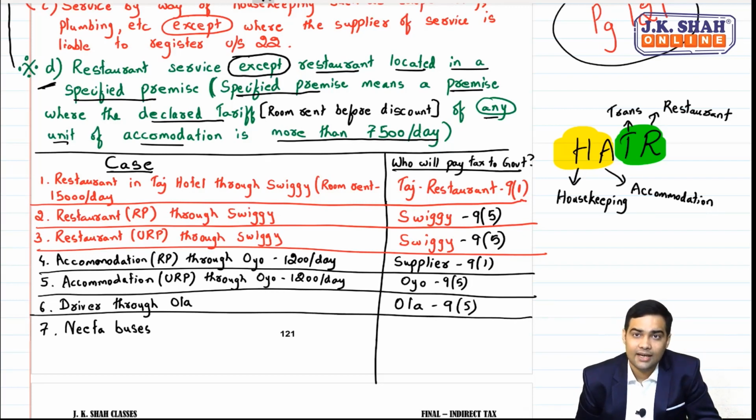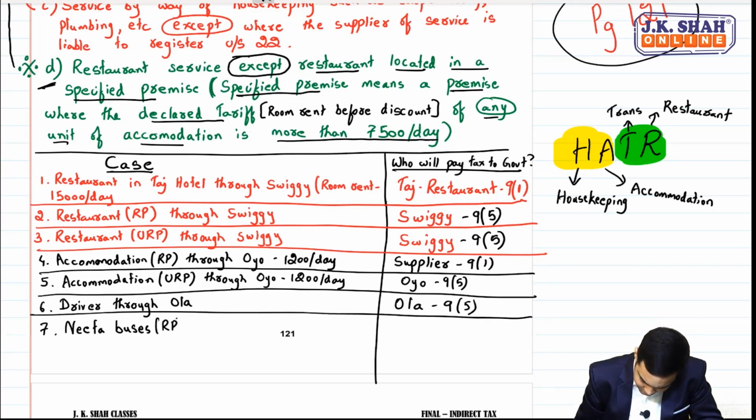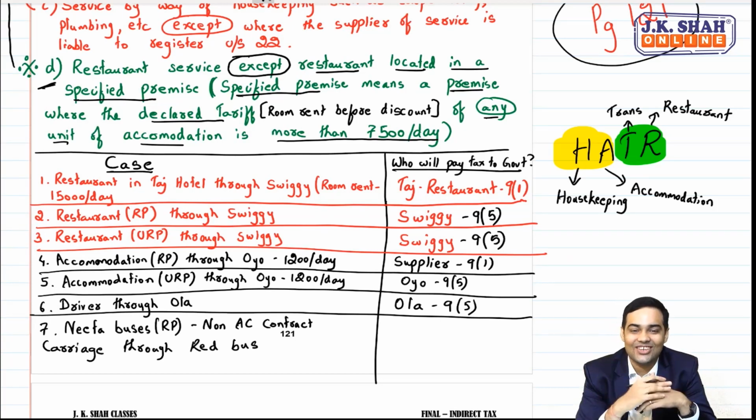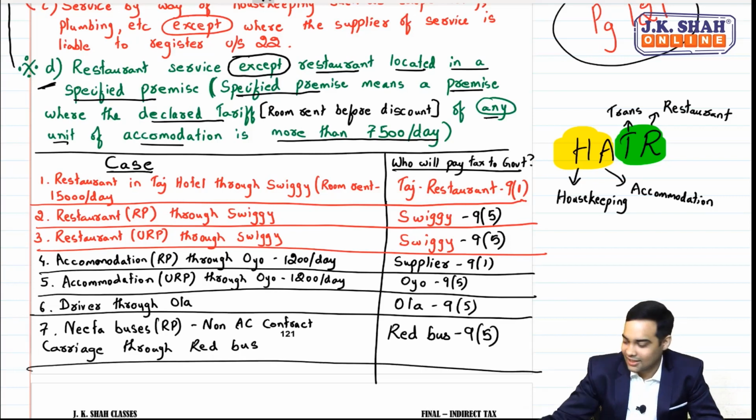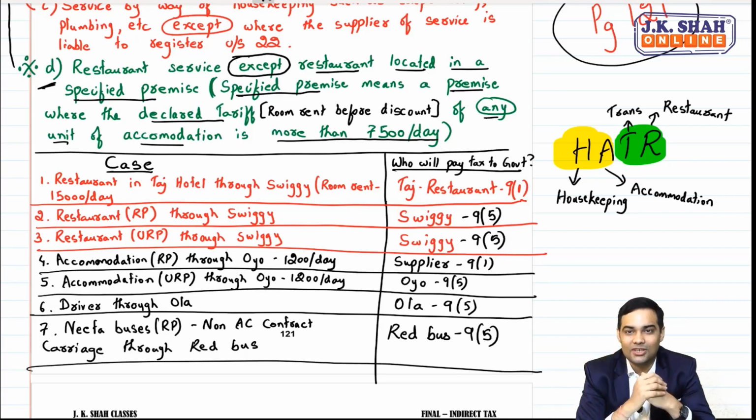Neeta buses, very famous in Mumbai area, Maharashtra. Neeta buses, registered person, non-AC, contract carriage, through Red Bus. I will pause for 10 seconds. You think of an answer. And the winning answer is Red Bus, 95. Sir, this is exempt na, non-AC contract carriage. No. I told you, when non-AC contract carriage is supplied through an e-commerce operator, the exemption has been removed.